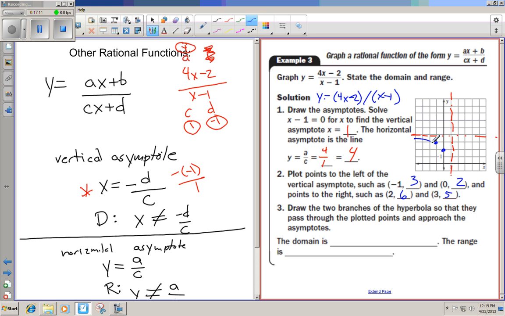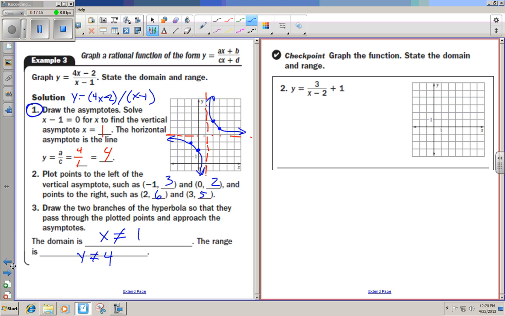Now we have our two points and the fact that they don't ever touch the asymptote. Now (2, 6) and (3, 5). We have our points. You can now graph the line and it never touches the asymptote. So the reason the asymptotes are so important is they tell us that the domain is all real numbers except for 1, and the range is all real numbers except for 4. That's how this is set up.